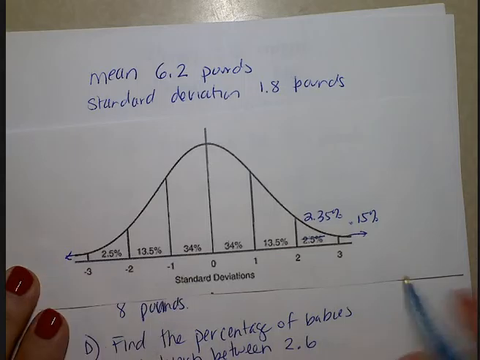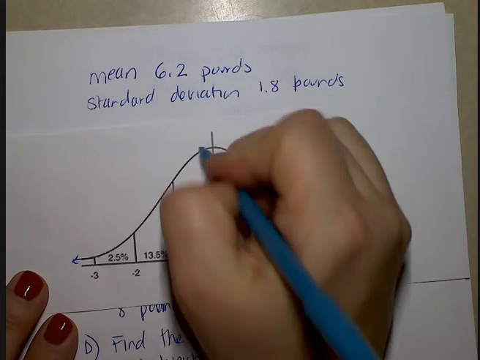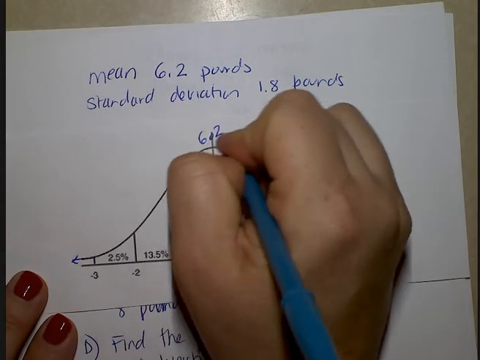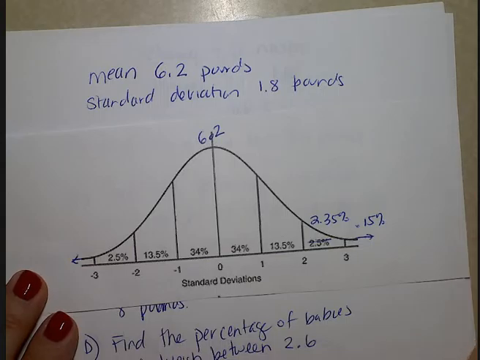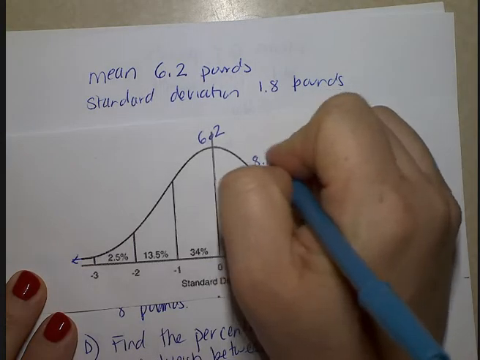All right, so the average is 6.2. You guys are going to help me so I can go a little bit quicker here. Do you have 8 here? Yeah.